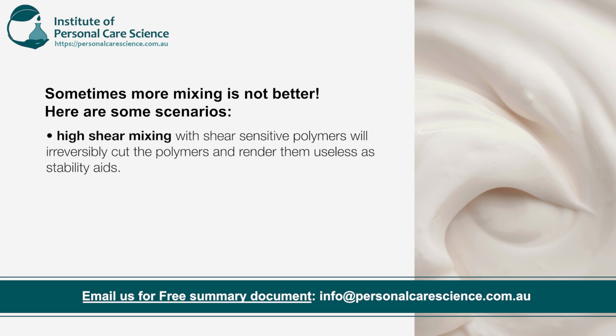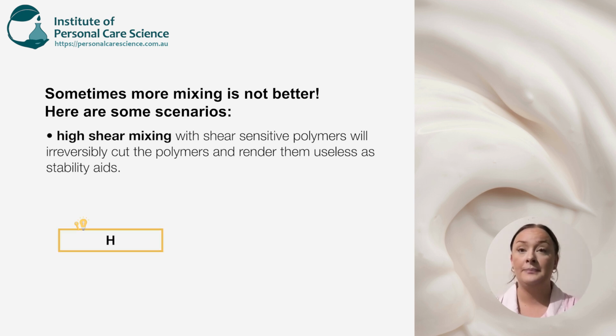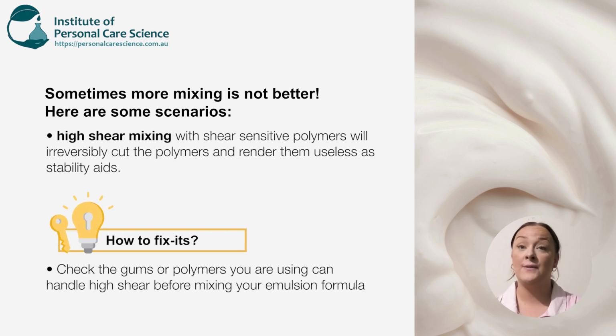Most polymers are generally quite sensitive to high shear, so it could mean that you're using high shear when you should be using low shear. This will irreversibly cut the polymer and cause it to render itself as a stability aid in your emulsion. So always make sure that you're reading your brochures for supply recommendations when it comes to processing.